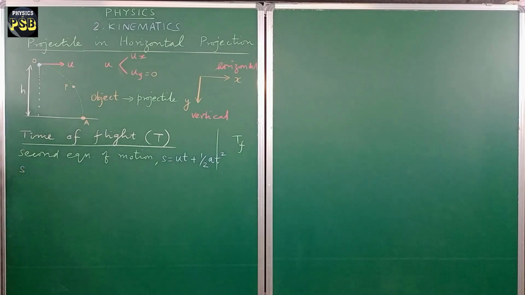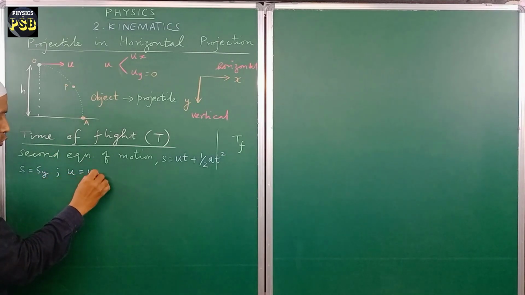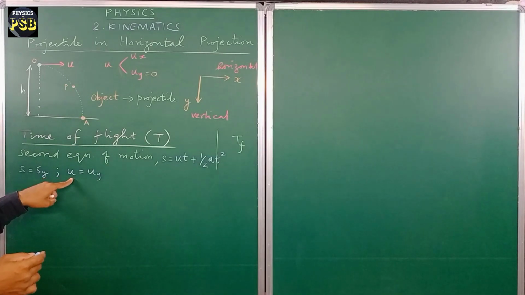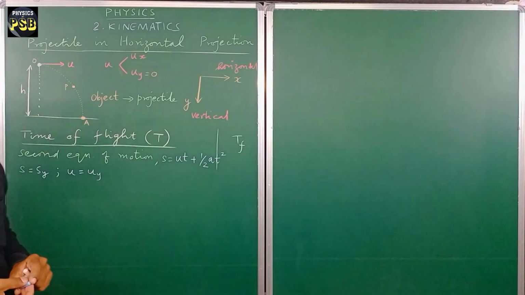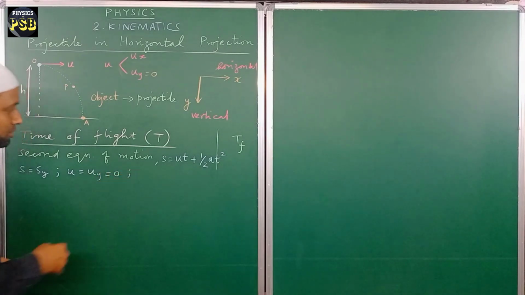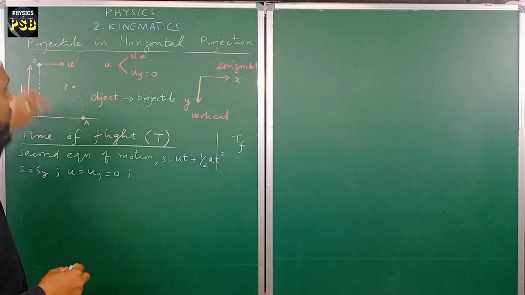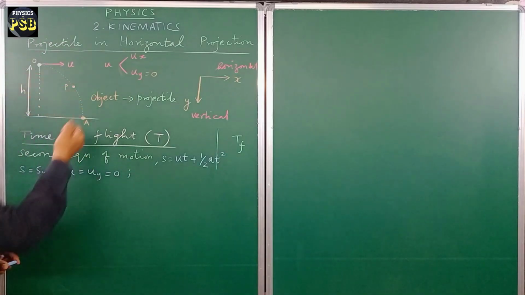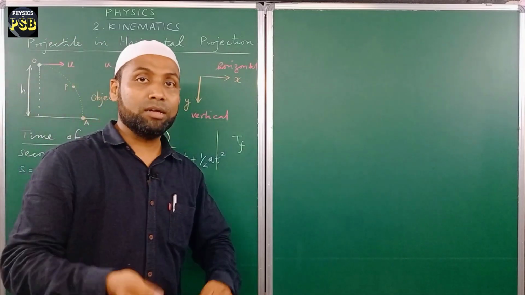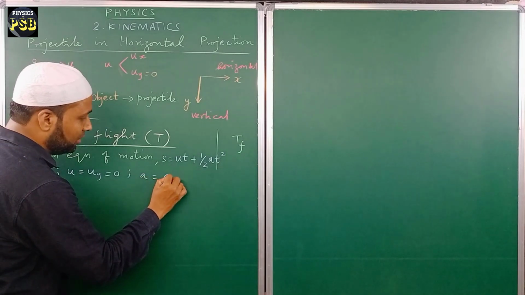So S is taken as Sy and u is taken as uy. Here u stands for initial velocity. As I told you earlier, initially the object does not have any component along the vertical direction. So uy is 0 in such a case. And here, as the object moves downward, it is influenced by gravitational force, so the velocity keeps increasing as it moves downward. Whenever velocity changes with time, we call this acceleration, and here this acceleration a is due to gravity. So a is replaced with g.